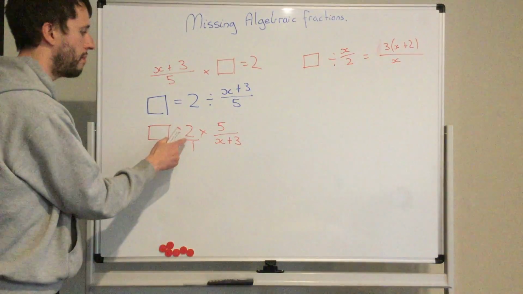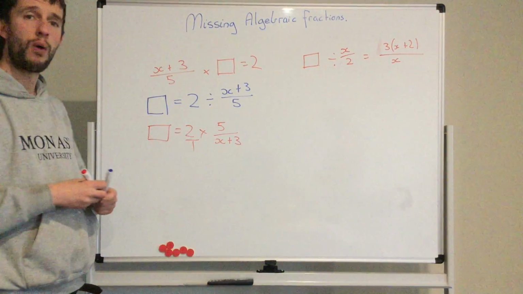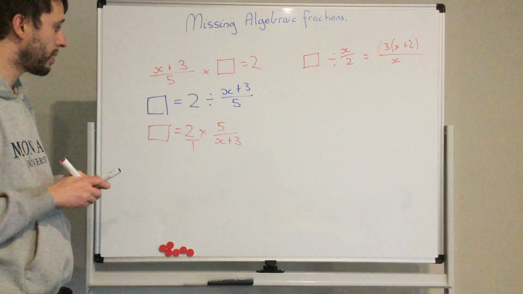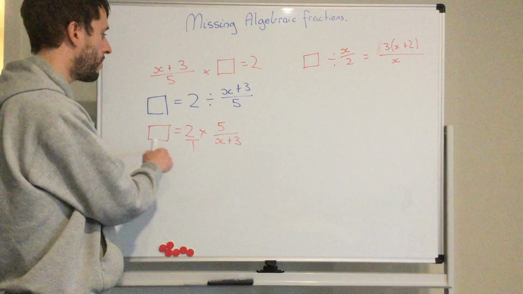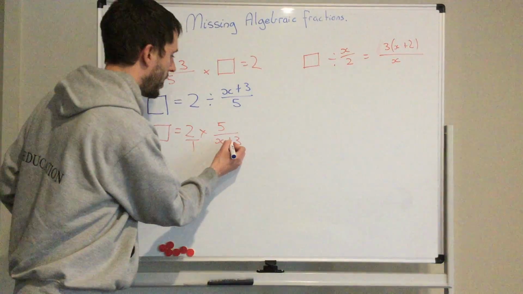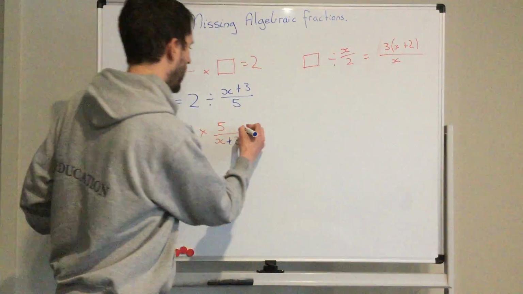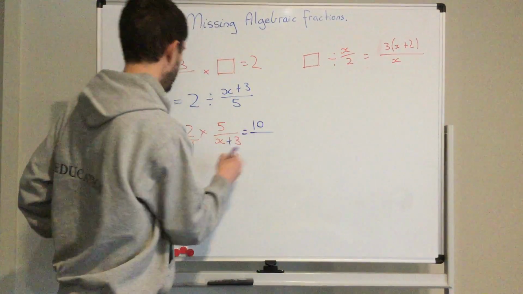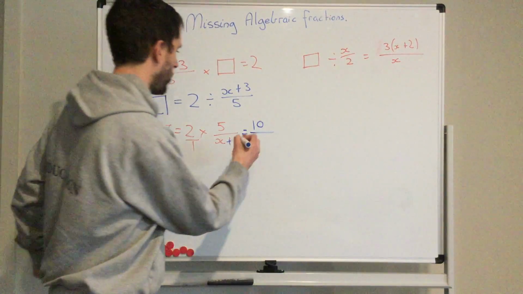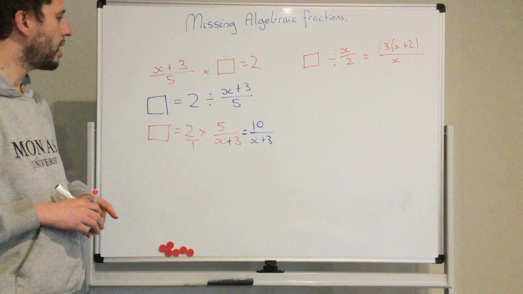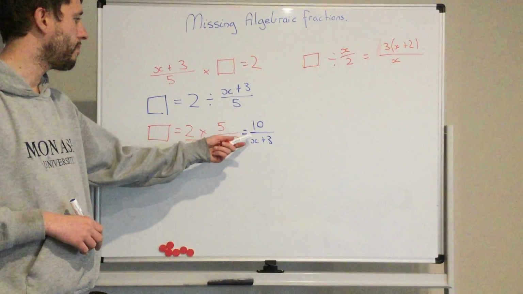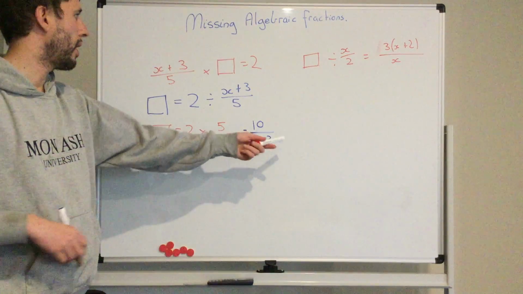This becomes a fraction. 2 divided by 1 is the same as 2. And then it makes it easy for us because we can just times the numerators and times the denominators. So 2 times 5 equals 10. 1 times x plus 3 is just x plus 3. And there you have it. We've got 10 divided by x plus 3.